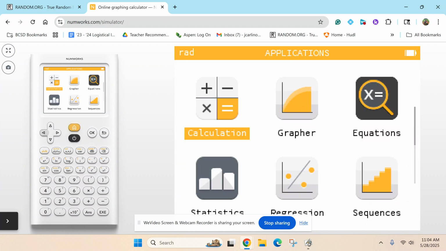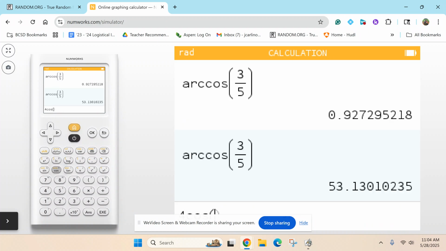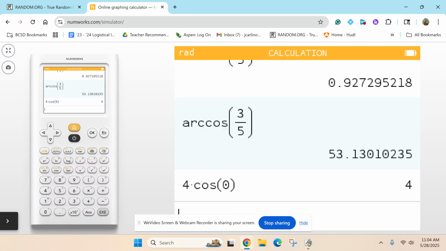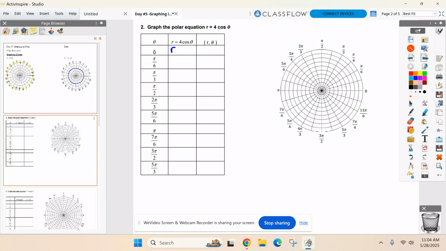Not doing this for you tomorrow again. 4 cosine 0. What do we end up with? 4. So your r value in this case is 4. So the point you're going to graph is 4 comma 0 degrees, or radians in this case.